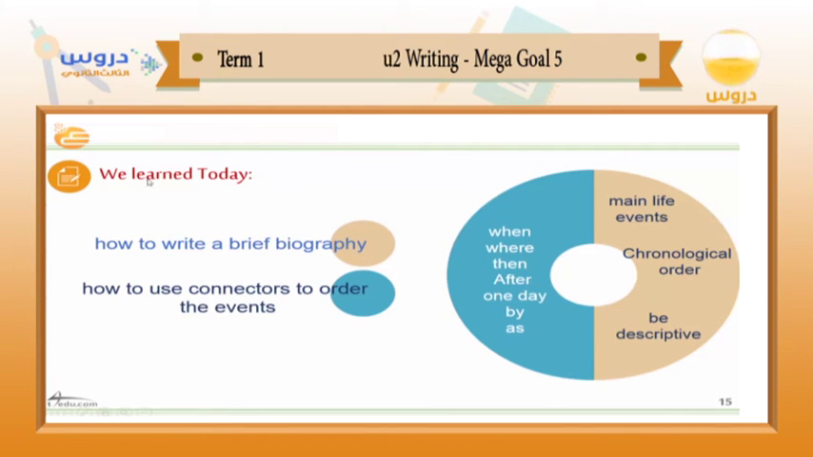Let's sum up with these objectives. We learned today how to write a brief biography and how to use connectors to order the events. If we want to write a brief biography, we have to search and distinguish the most important events related to the person, and second, how to connect these events chronologically using some connectors like when, where, then, after, one day and by, and also as. And the last point is to be descriptive. You have to be as descriptive as possible.